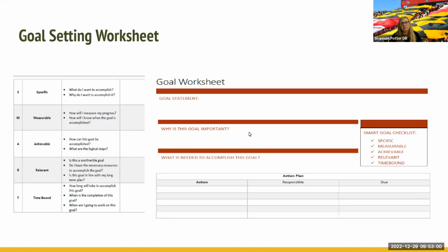So we're going to include a goal setting worksheet, and this is a helpful worksheet when starting to draft these goal statements. It keeps in mind those SMART goals: specific, measurable, achievable, relevant, and time bound. So you can look at those and who's responsible for them and get those action items sketched out.